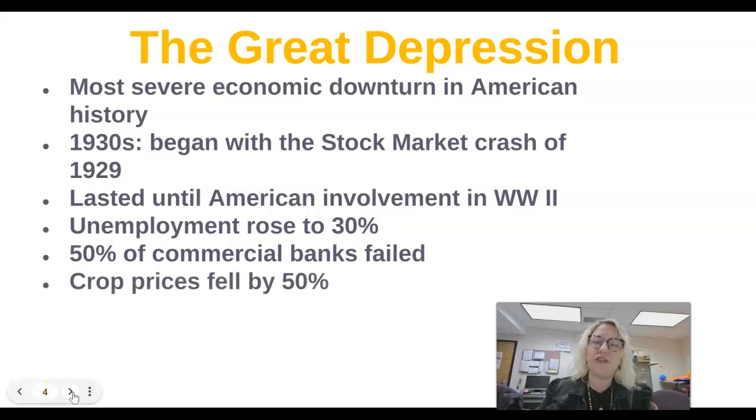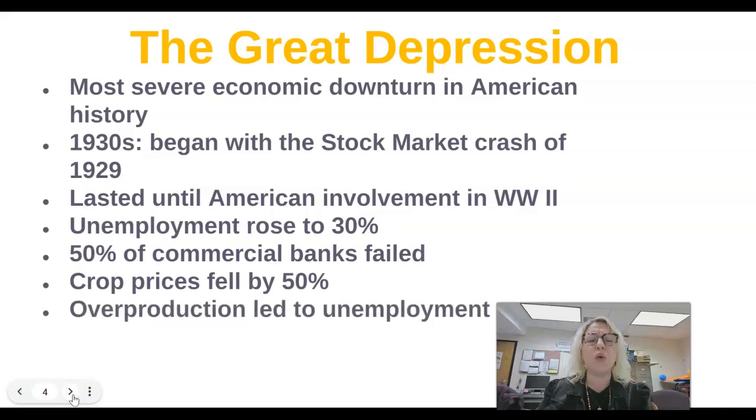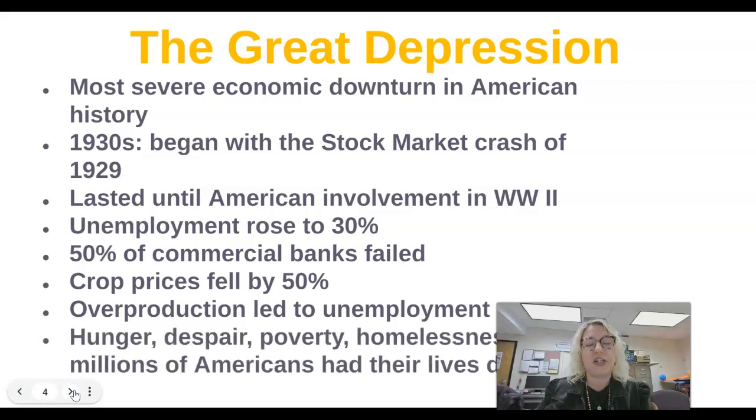Crop prices fell by 50%. So if farmers were getting $1 for a bushel, now they were getting 50 cents for a bushel. Overproduction led to unemployment. So they're producing a lot of things in factories, but then also food and produce. And there was more than what people could buy or use. And so then people were out of work. Hunger, despair, poverty, homelessness, millions of Americans had their lives destroyed during this time.